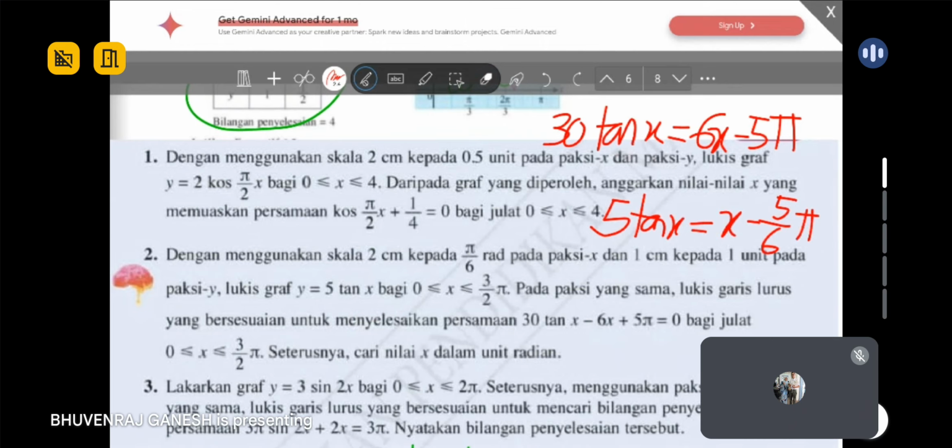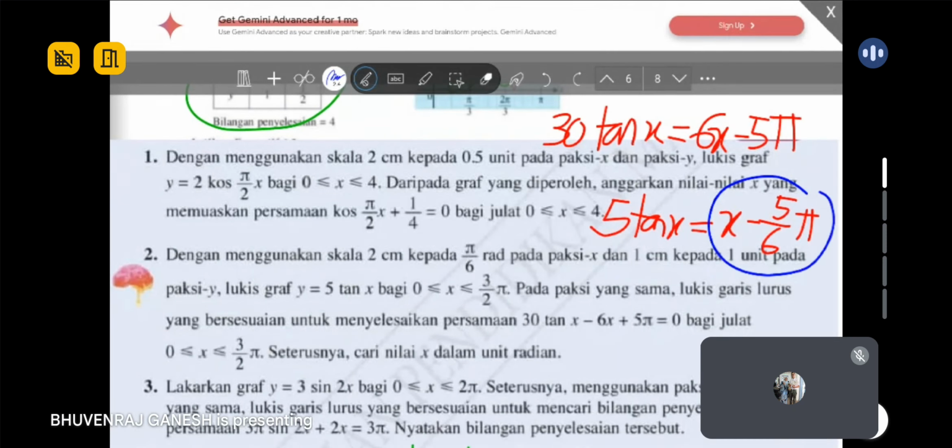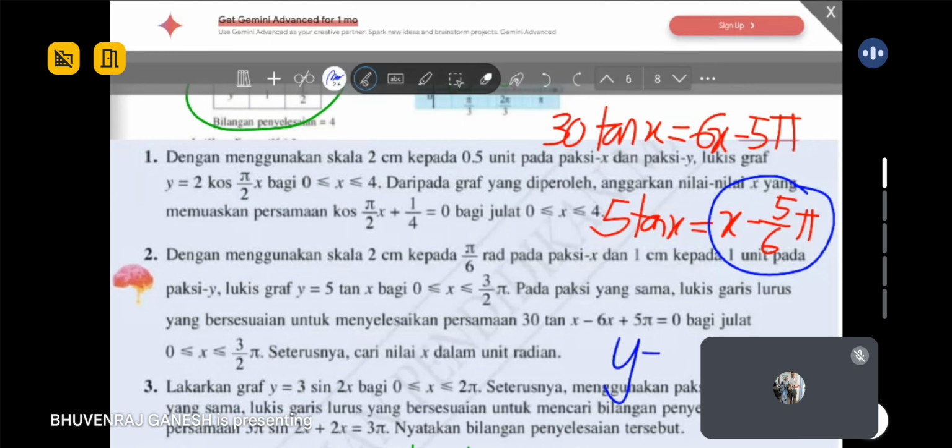So guys, may I know, is this equation straight or curve? Persamaan ni lurus atau lengkung? Bagi tahu saya. Straight line or curve line? Yes, straight line. Iyalah garis lurus. So why garis lurus? y equals mx plus c. Dia patuhi bentuk persamaan garis lurus. Alright. So 5 tangent x, kamu kena lukis lah graf ni.